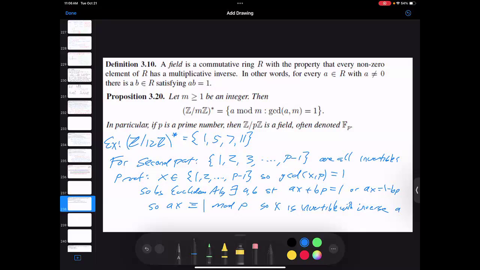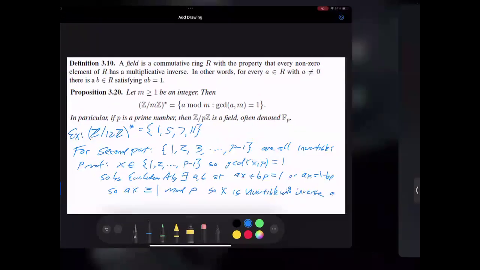But you should be able to prove that if I look at Z mod MZ star, if A and M are not relatively prime, it's not invertible. If A and M are relatively prime, then it is invertible. We did the special case when M was a prime. You should be able to handle the general case. All right, so this is a good place to stop. So we will stop.